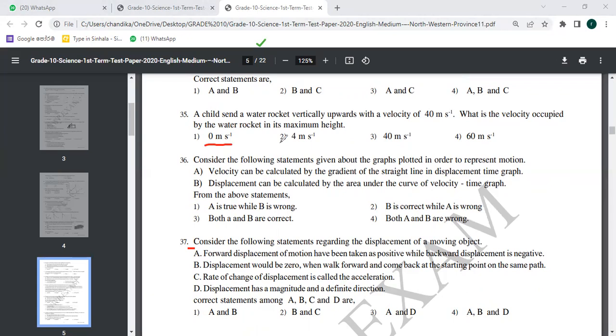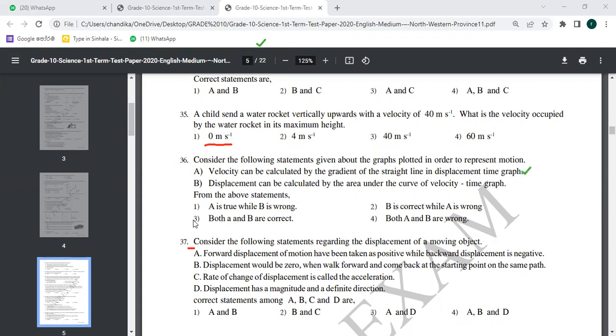Question 36. Consider the following statements given about graphs plotted in order to represent motion. A: Velocity can be calculated by the gradient of the straight line in a displacement time graph. Say true or false now, okay? That's what I told you earlier. True or false? True, yeah.